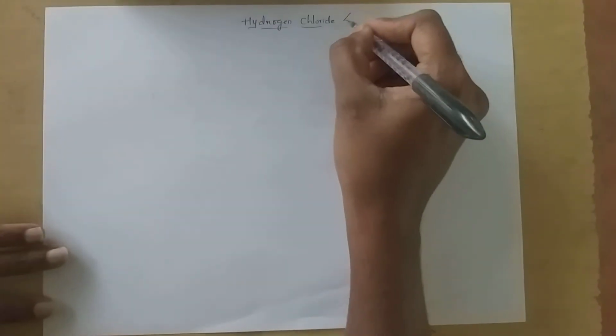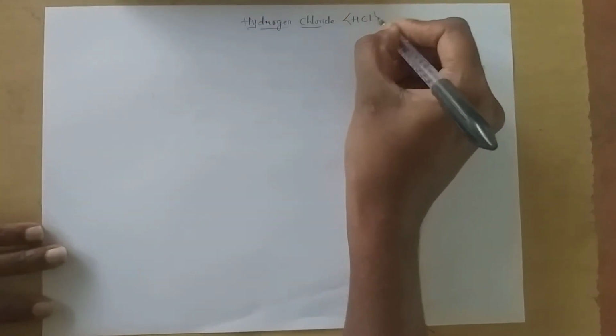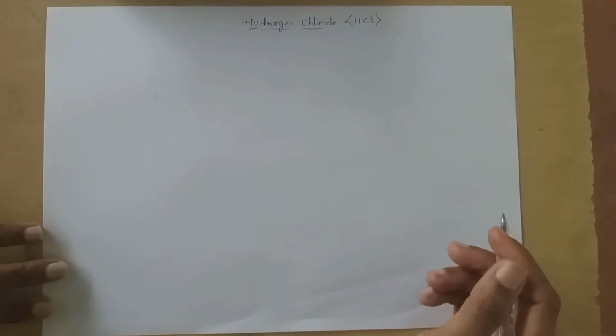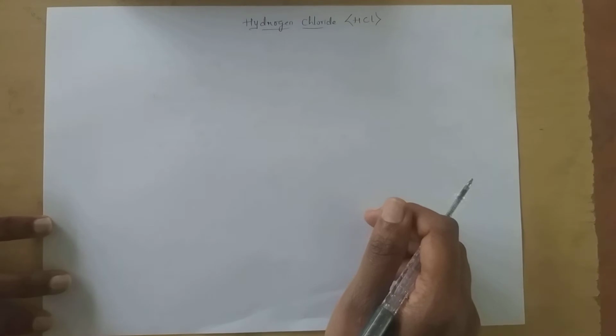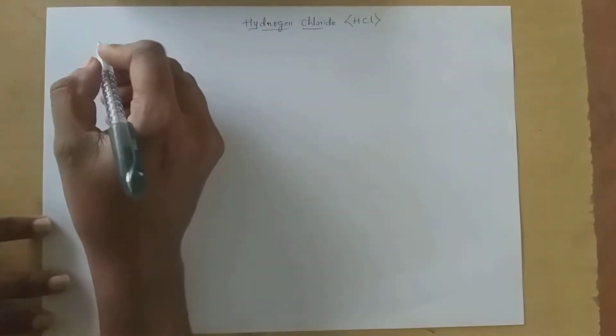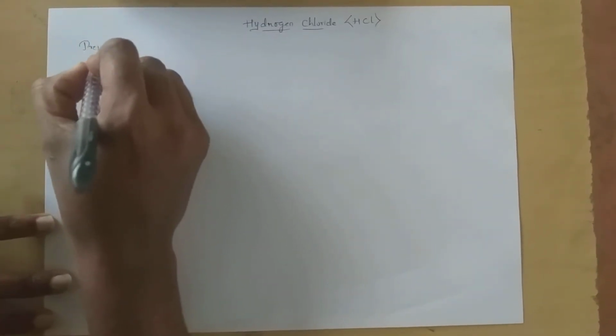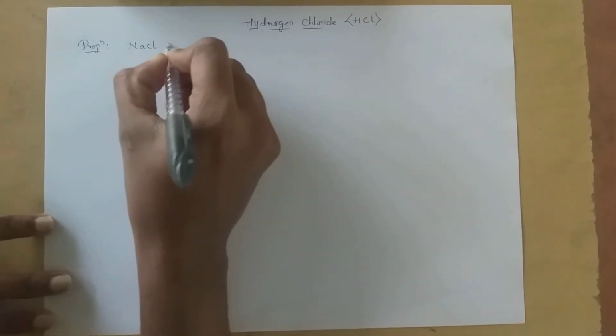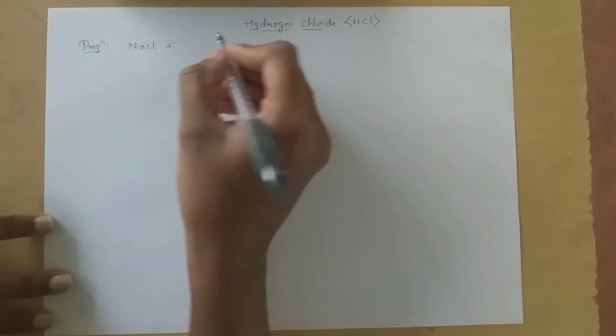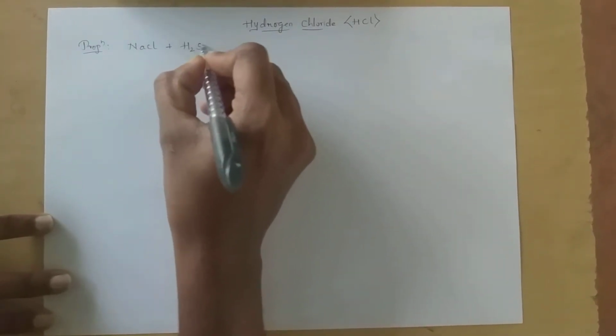Students, coming to the next compound under group 17, that is hydrogen chloride. In the last class we learnt about chlorine. Hydrogen chloride has the chemical formula HCl, so one hydrogen and one chlorine. Firstly, we have preparation. Coming to the laboratory preparation, we are going to prepare it by heating sodium chloride with concentrated H2SO4.